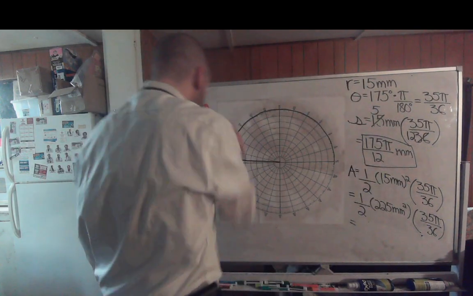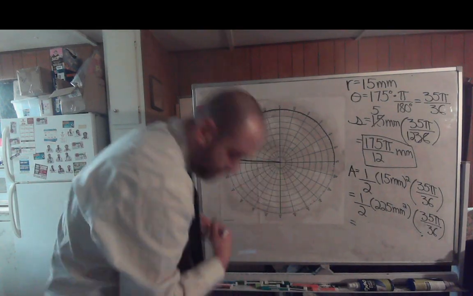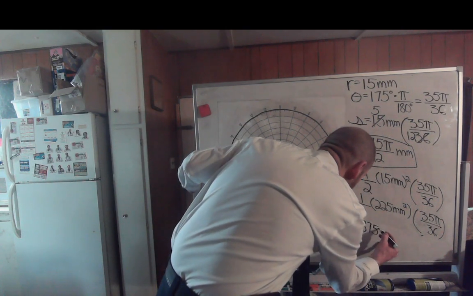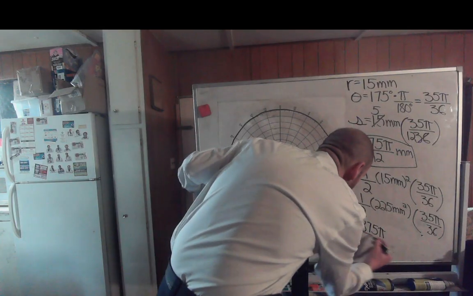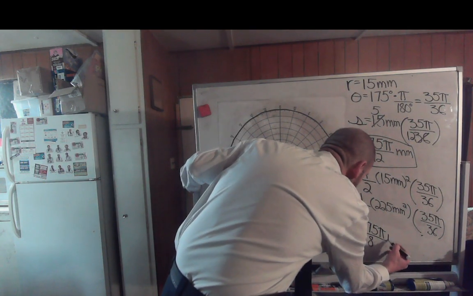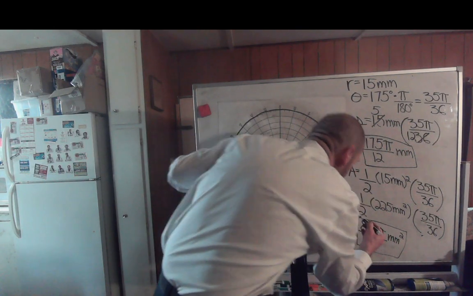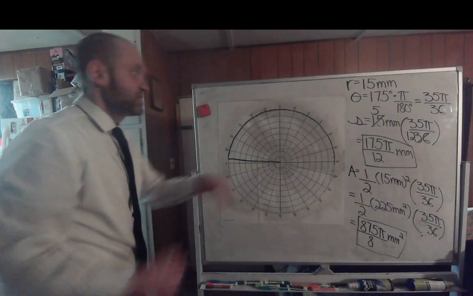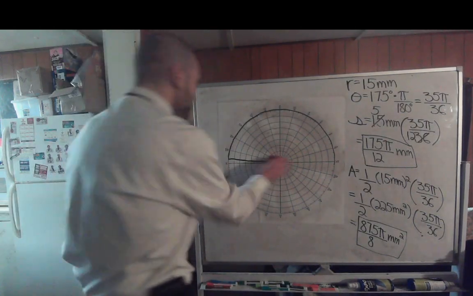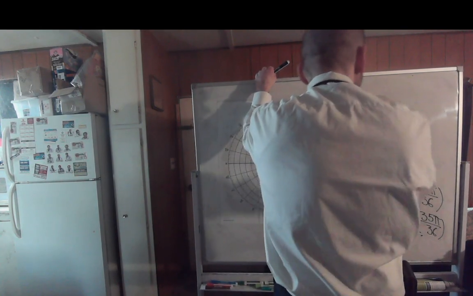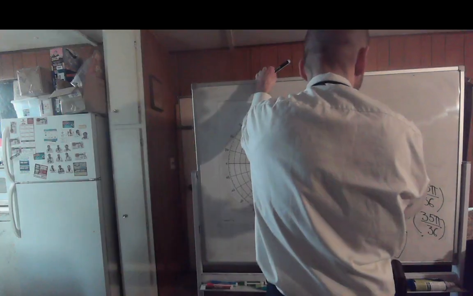Because we always want to simplify if possible. That would be equal to 875 pi over 8 millimeters squared for my area of this sector. So 875 pi over 8 millimeters squared is the area of the sector. All right, 3 more.